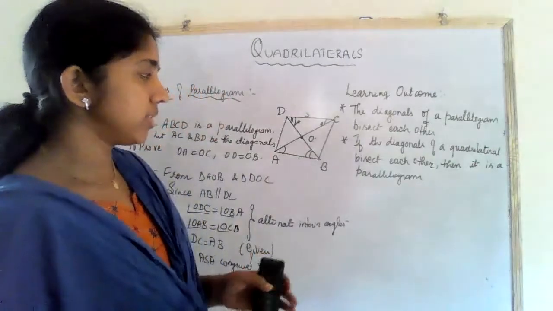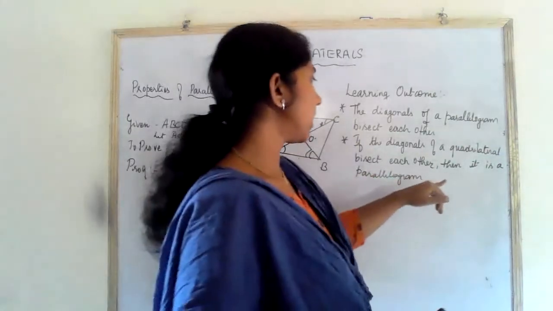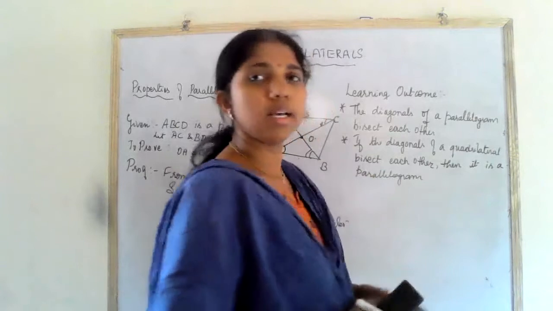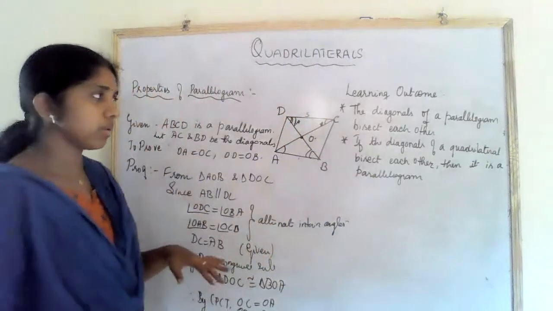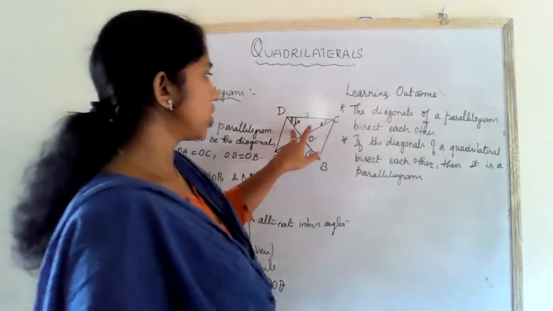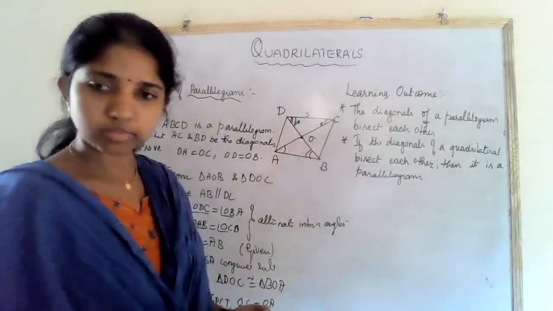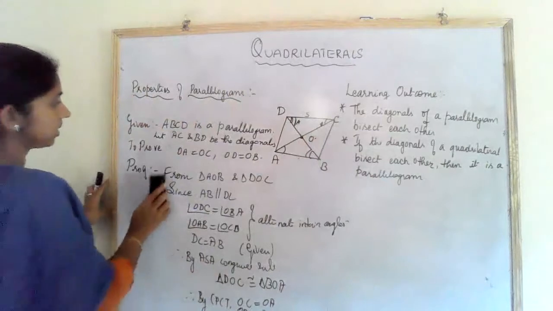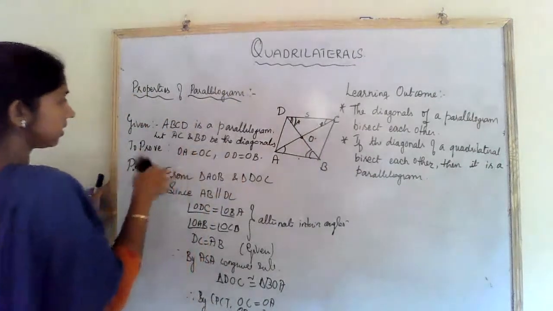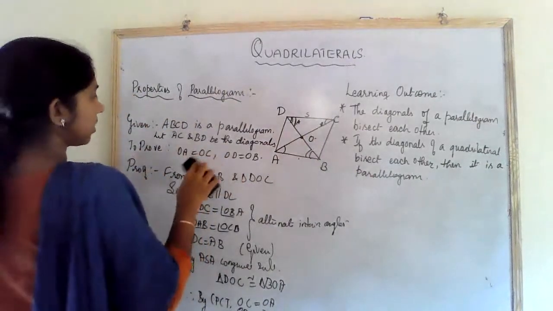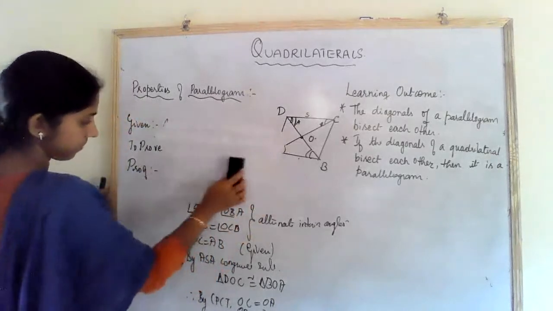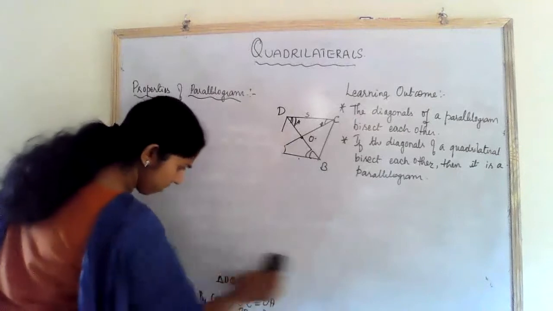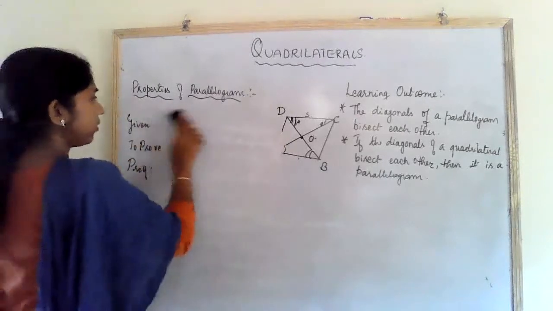The next one: if the diagonals of a quadrilateral bisect each other, then it is a parallelogram. That means we are going in reverse order. You will do the same thing, but here the given concept changes. Here ABCD is not given as a parallelogram. Everything differs, but the proof is done in the same way.